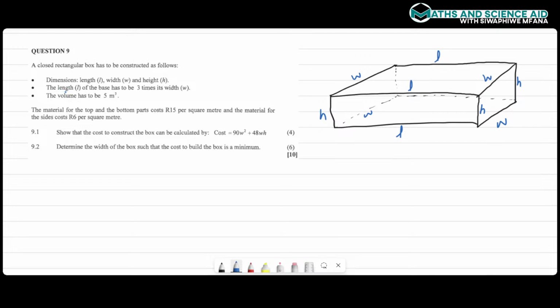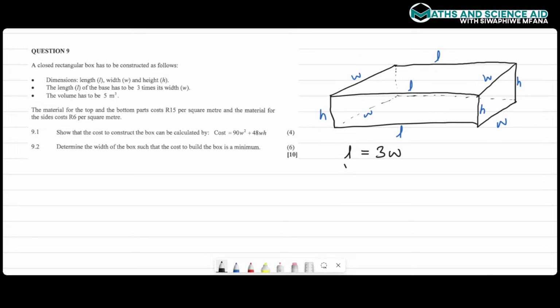Now, they say the length of the base has to be 3 times the length of its width. So let's write this down. They are telling us here that the length L of the base has to be 3 times its width. So mathematically, that's what they are telling us. L is 3W, right? 3 times the width.